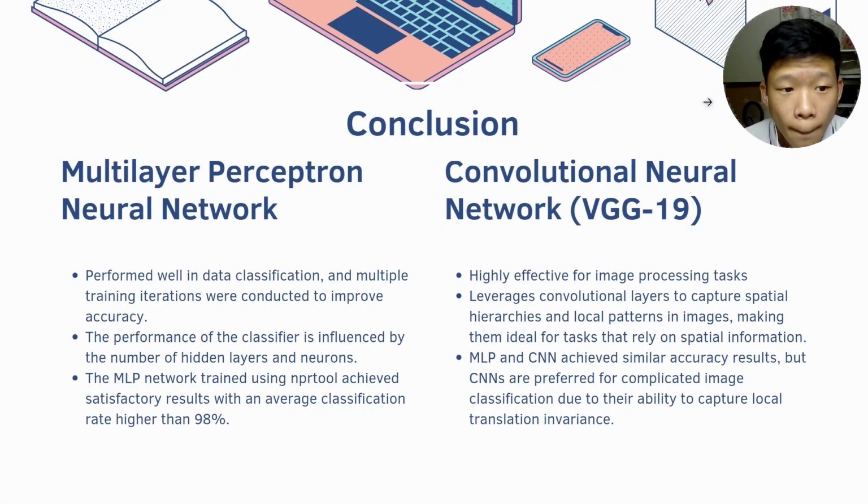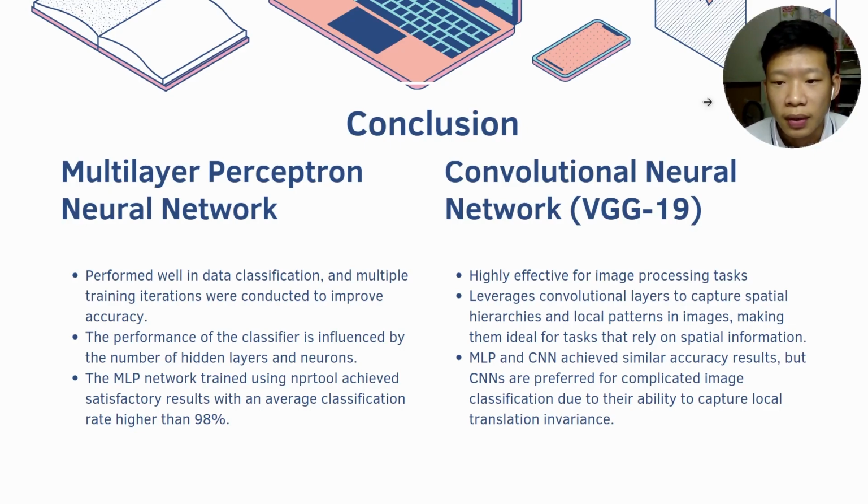In conclusion, multi-layer perceptron neural network performs very well in data classification, and multiple training iterations were conducted to improve its accuracy. The performance of the classifier is influenced by the number of hidden layers and neurons. The MLP network trained using MPR2 achieved a satisfactory result with an average classification rate higher than 90%.